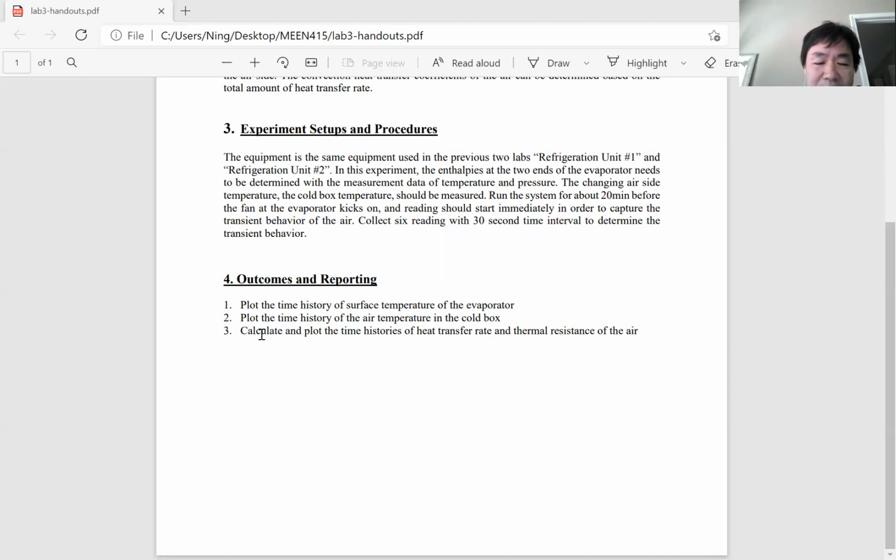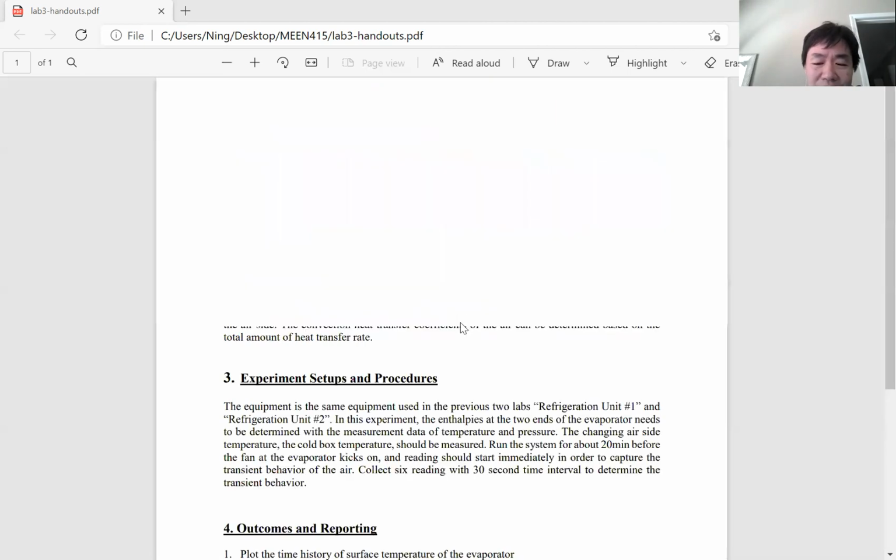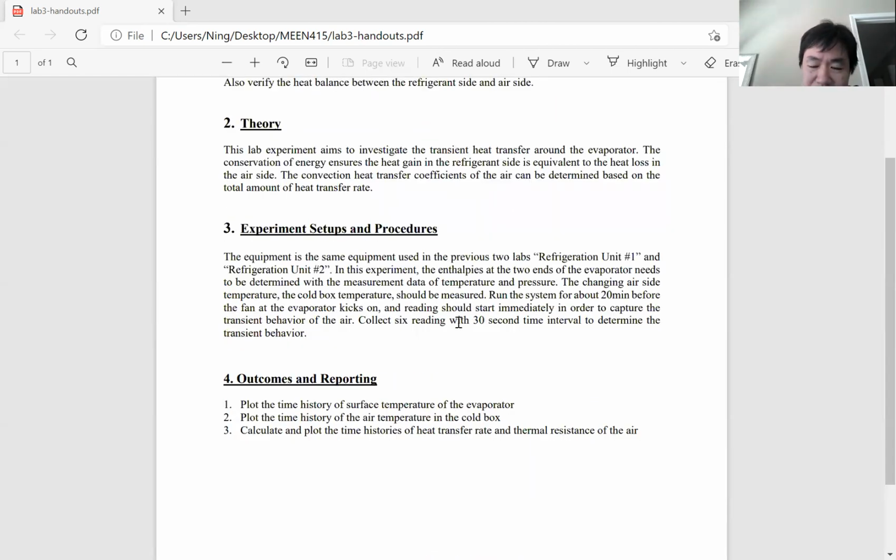So number 3, put it into 2 separate plots. Items 1 and 2 go in the same plot because both of them are temperatures, so you can compare. But for number 3, 1 plot for the heat transfer rate, and another plot for the thermal resistance of air versus time. That shows the transient behavior of the heat transfer. So I guess that's what I want to talk about for lab 3. You should have enough information to do the report and the calculation.